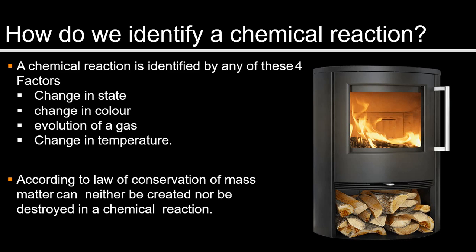How do we identify whether a chemical reaction takes place? What changes take place? The first is change in state, the second is change in color, then evolution of gases, or change in temperature. All of these changes need not take place in every reaction. Sometimes only two or three conditions are satisfied.